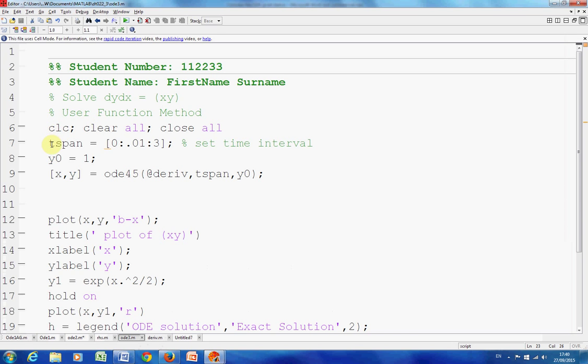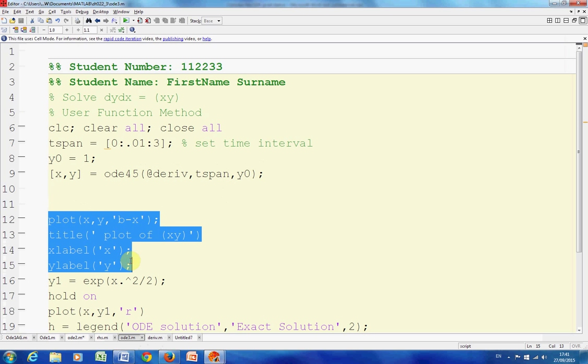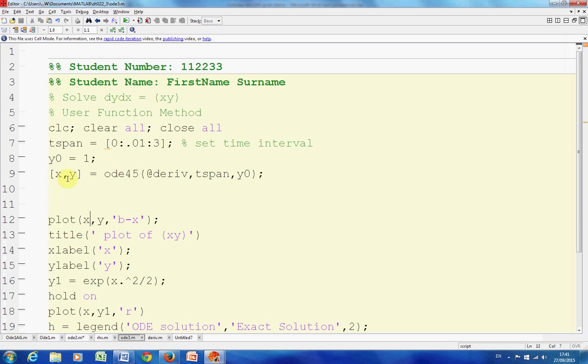Line 6 is okay. Line 7 is okay. Line 8 is okay. And line 9, just to emphasize again, is ODE45, calling the inbuilt MATLAB function. Three parameters. First, the differential equation. Second, the time span. Third, the initial condition. Two outputs. Now, if I highlight those, I'm going to plot my two outputs in b for blue, with minus x, so the little markers are x's. Put on a title, an x label, and a y label.